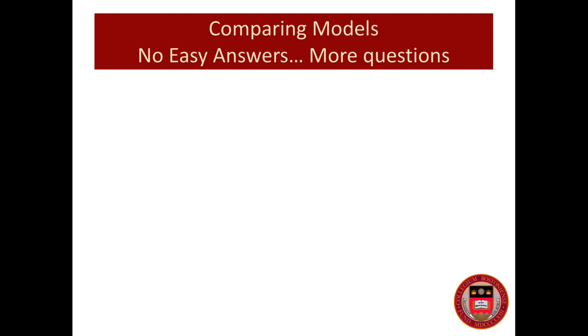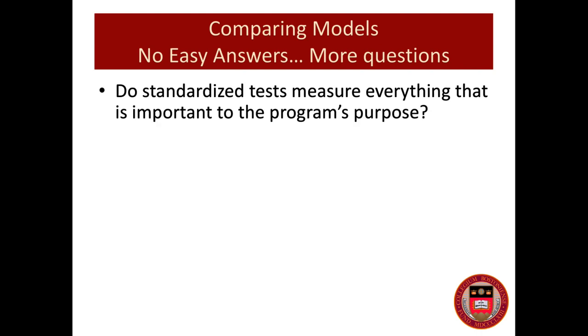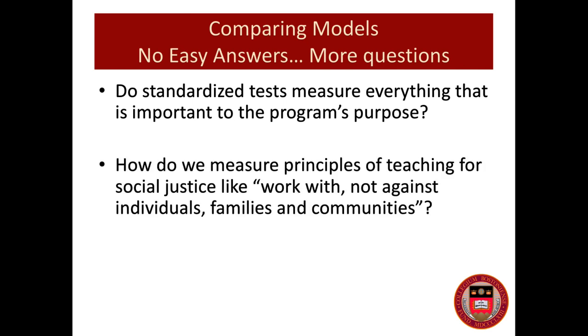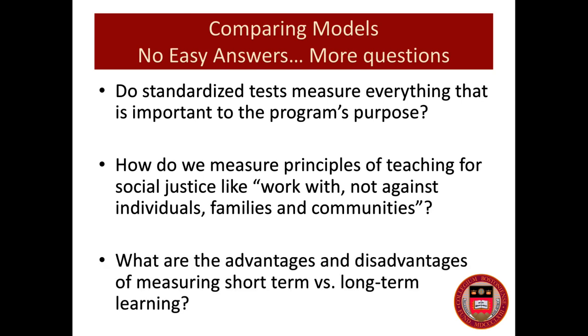Comparing models brings us to key issues with research in general. So it depends on what you measure, why you measure, how, and when. So some questions include, do standardized tests measure everything that's important to the program's purpose? How do we measure principles of teaching for social justice, like working with and not against individuals, families, and communities? And what are the advantages and disadvantages of measuring short-term versus long-term learning? So for this, you really need to think about the articulated goals of your school and your community.